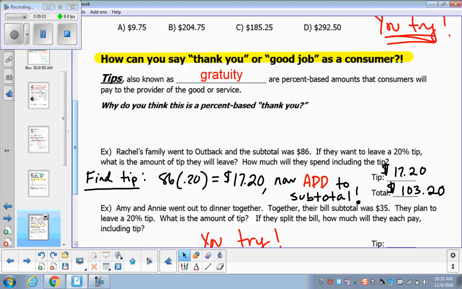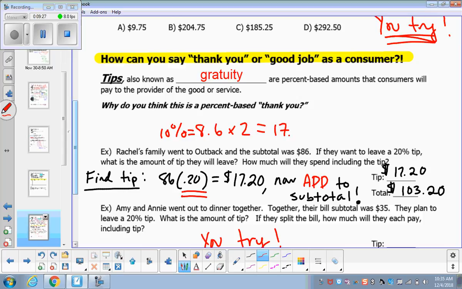Now for the first example here, we have that Rachel's family went to Outback and it cost $86 and they want to leave a 20% tip. First, to find the 20% tip, all we do is multiply 0.20 times 86. I want to remind you guys that you could find 10% by moving the decimal over once. And now you could just double that. That's a very quick and efficient way to get the $17.20 tip. That needs to get added to the 86. And we would see that Rachel's family would spend $103.20 total at Outback.